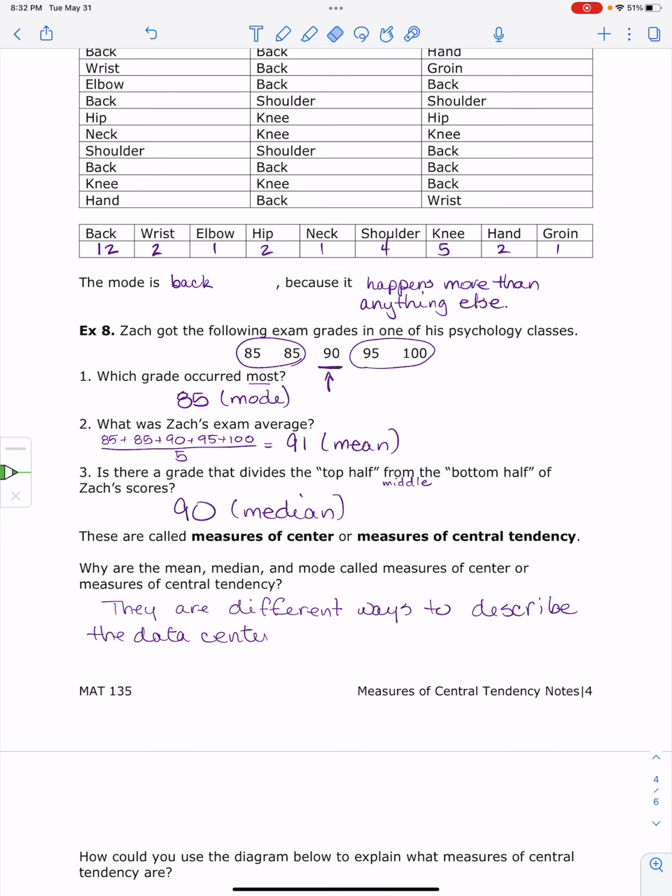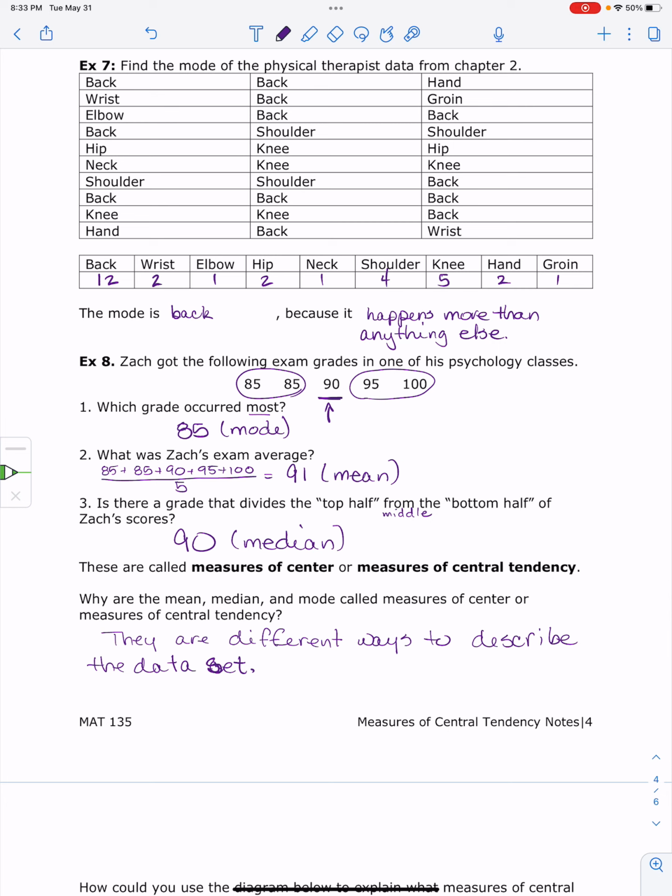No, not the data center, the data set. Okay, and a number that is typical or how the data is tending to center.